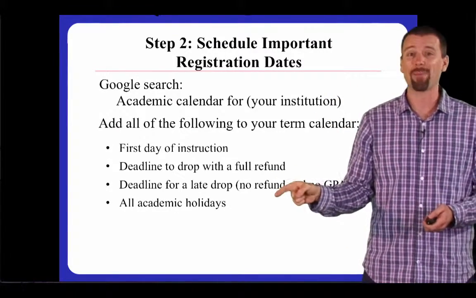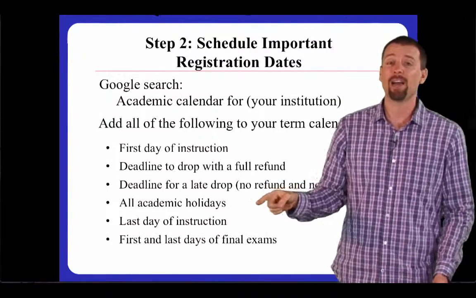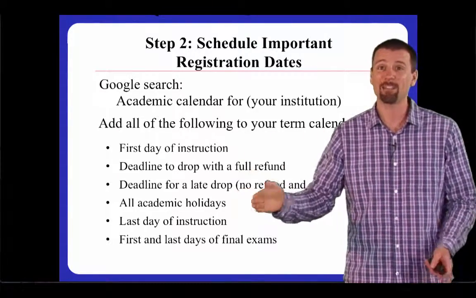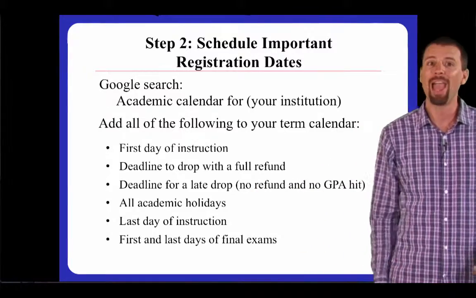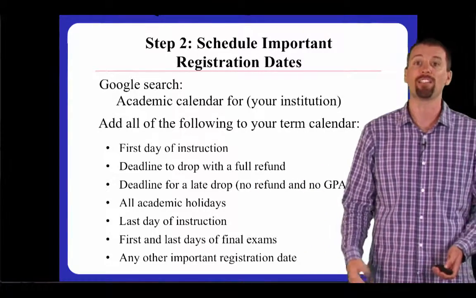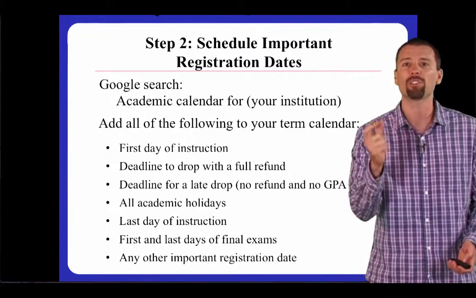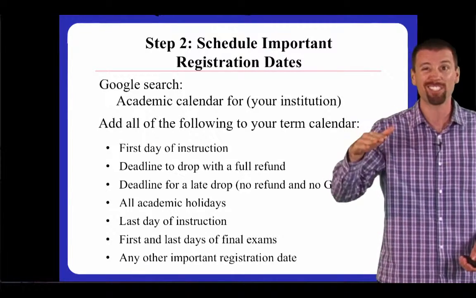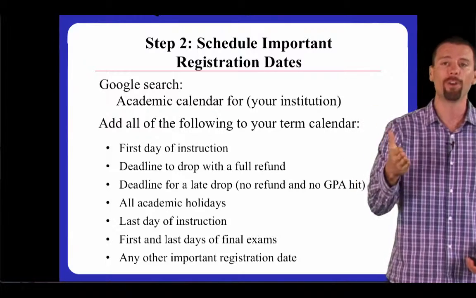Include all academic holidays, and the last day of instruction is really important to know about. The first and last days of final exams, include that whole spectrum, and then any other important registration days. This may be the deadline to declare what they call a pass or non-pass. I would include that. Anything else that you see listed that you should probably know about, put those in.